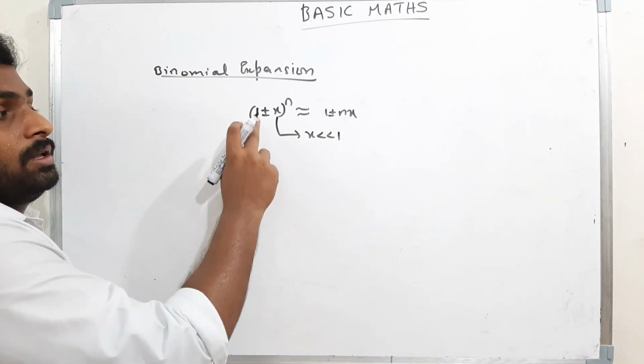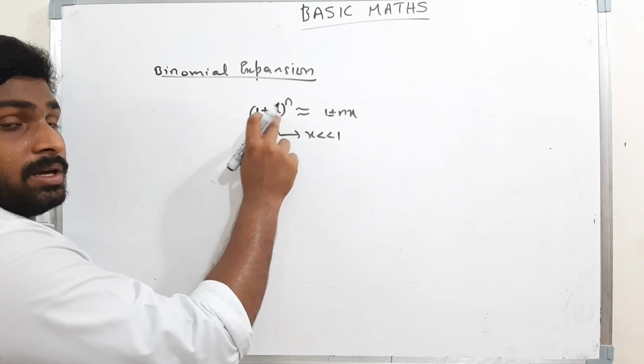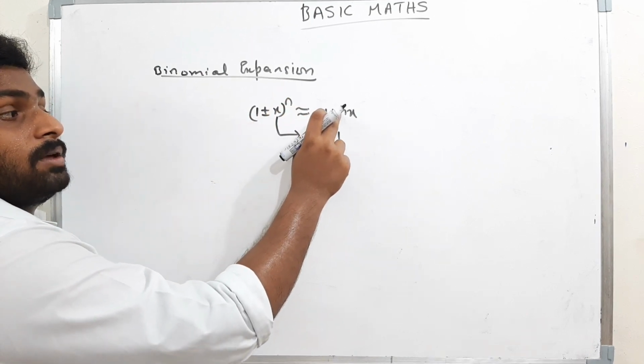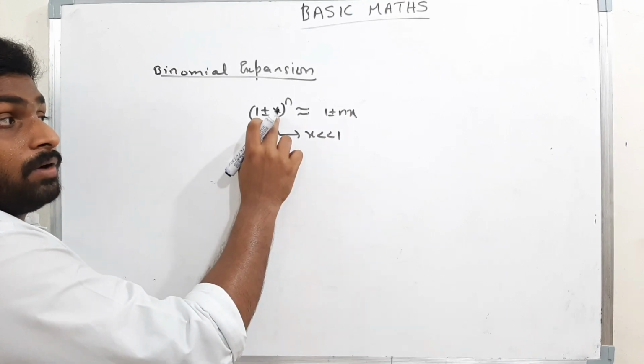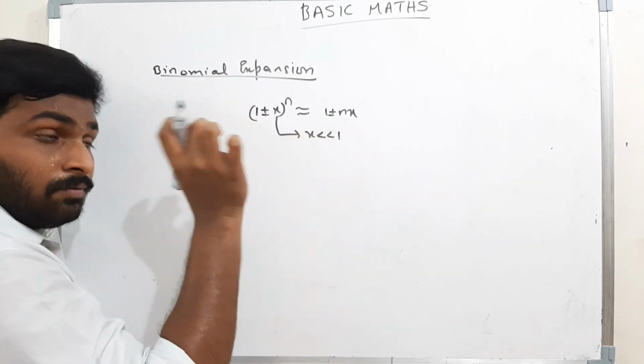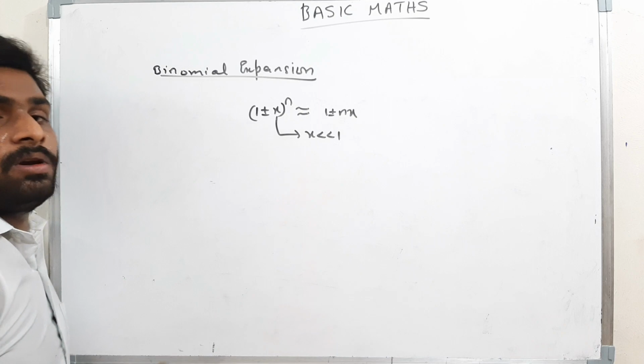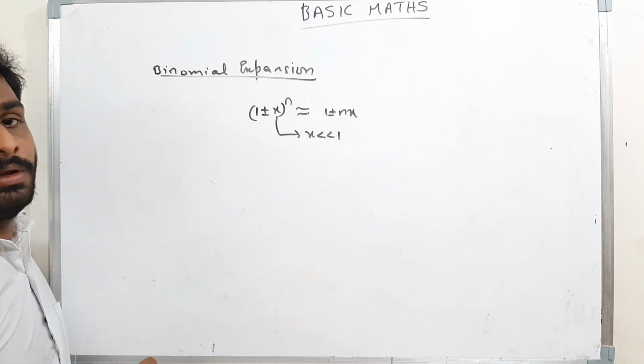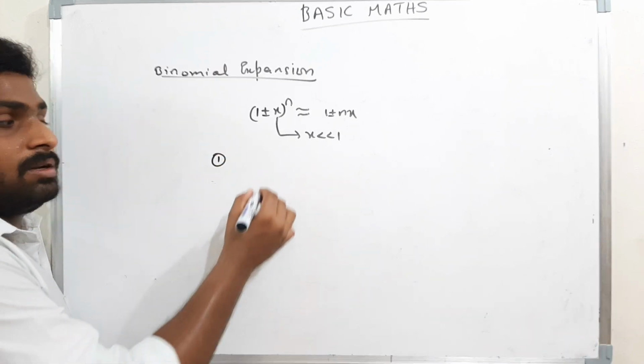Observe carefully what I did. 1 plus or minus x whole power n is nothing but 1 plus or minus nx. I can write like this only if x value is very small, that means very less than 1. Now we will see one example, then you will understand it.